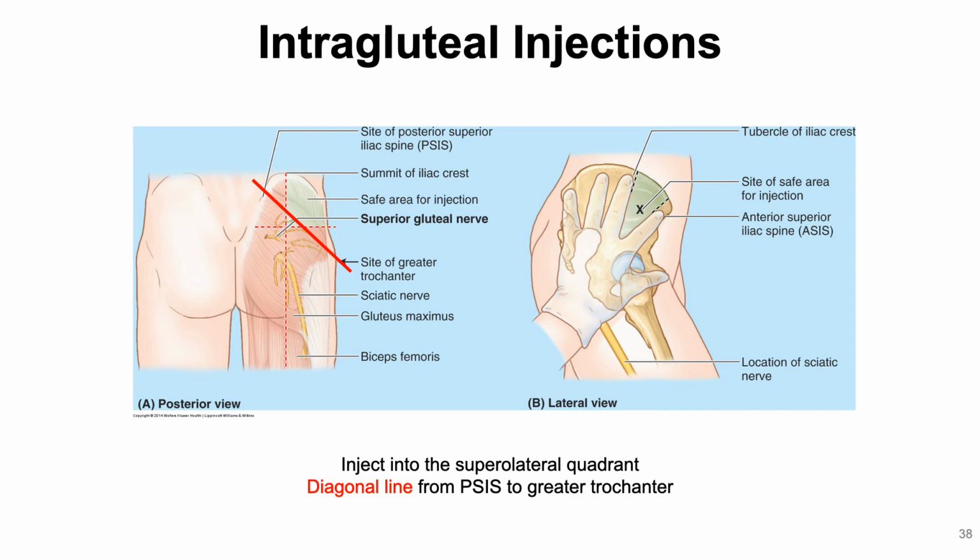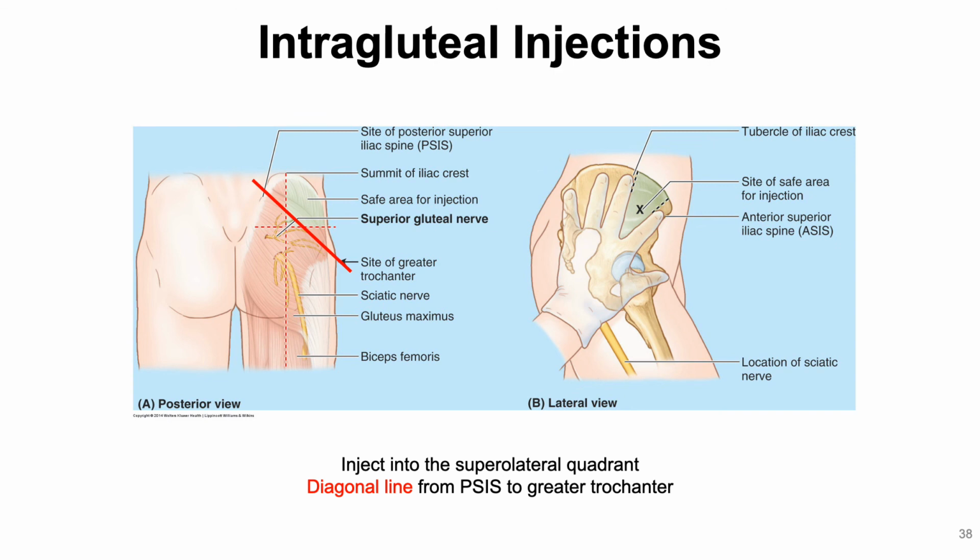One way to do that is to inject into the superior-lateral quadrant. To do this, basically you find the PSIS, so remember that protrusion on the posterior side that leads into the iliac crest, and then go all the way to the greater trochanter. The PSIS is a little harder to palpate, especially in patients, but finding the greater trochanter and laying your thumb on it and then spreading your fingers in a high five type of situation, you should be able to find that superolateral quadrant.